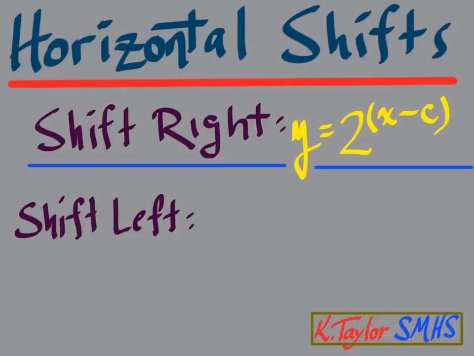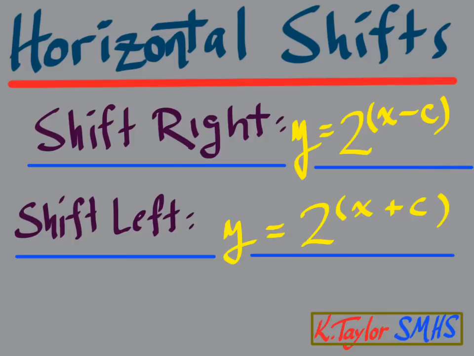And I bet you can probably figure out what a shift to the left is. Yep, it's just y equals the base, in this case 2, raised to the power of x plus a number. Okay? So horizontal shift follows that same idea, but once again, we're going to show you that the horizontal shift is actually something else, a little bit surprising. Another one of these quirks of exponential functions.